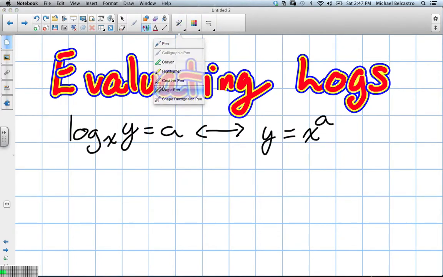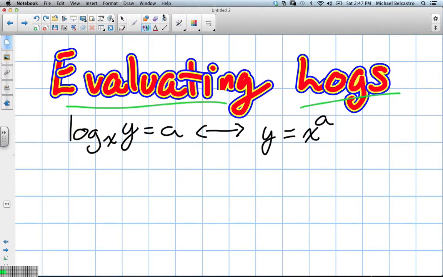Okay, we're going to work on evaluating logs. So we have this formula here as log. Actually, let's focus on the exponential one to start. Y is equal to x to the power of a. Okay, pretty straightforward. We've seen this written before.